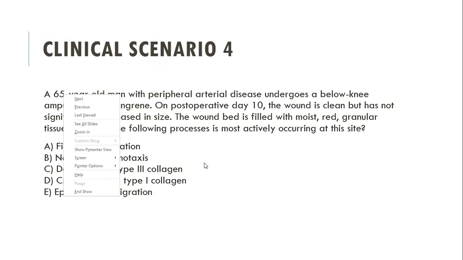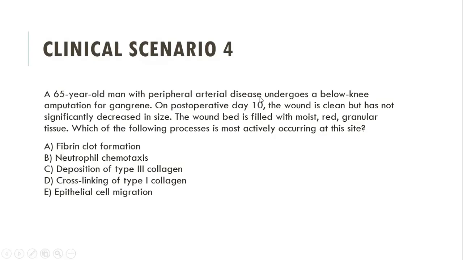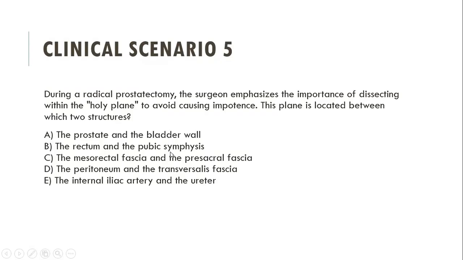A 65-year-old man with peripheral arterial disease undergoes a below knee amputation for gangrene. On post-operative day 10, the wound is clean but has not significantly decreased in size. The wound bed is filled with moist, red, granular tissue. Which of the following processes is most actively occurring at this point? Again, this is phase three, that is the proliferation phase, so deposition of type 3 collagen is basically occurring.